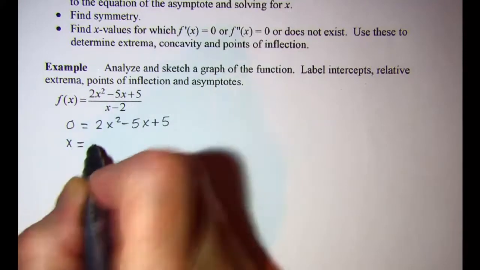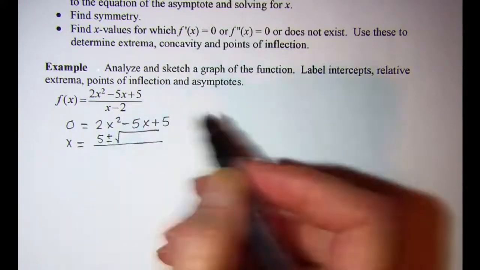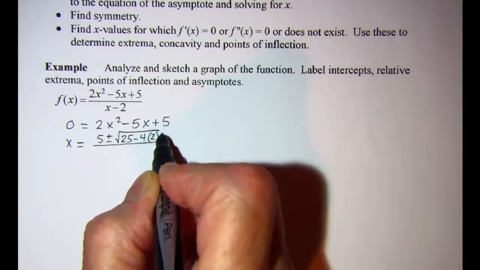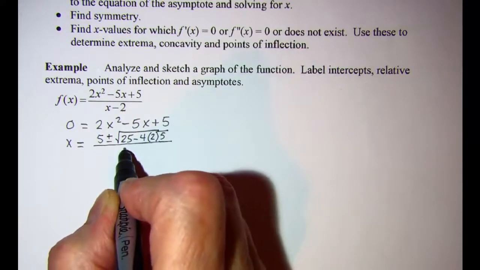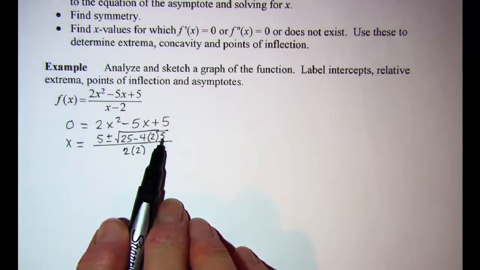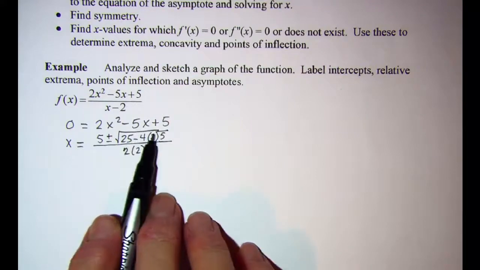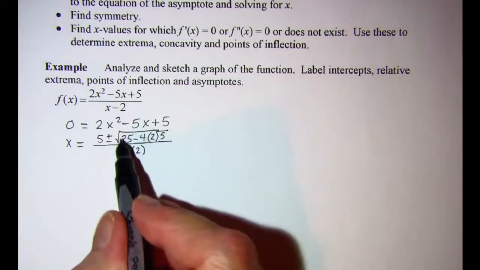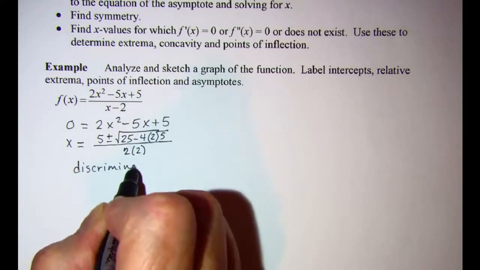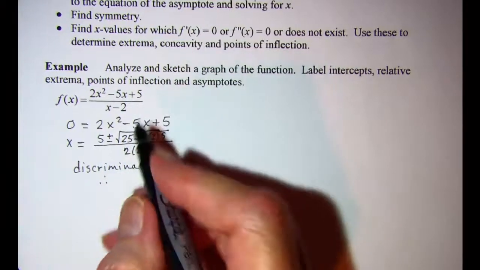So we have x is equal to negative b plus or minus the square root of b squared minus 4 times a times c, all over 2a. Now if we do the math in here, we have 5 times 2 is 10, times 4 is 40. So I have 25 subtract 40, which is going to be a negative number. So our discriminant, which is the radicand under the radical, is negative. So we will have no real x-intercepts.